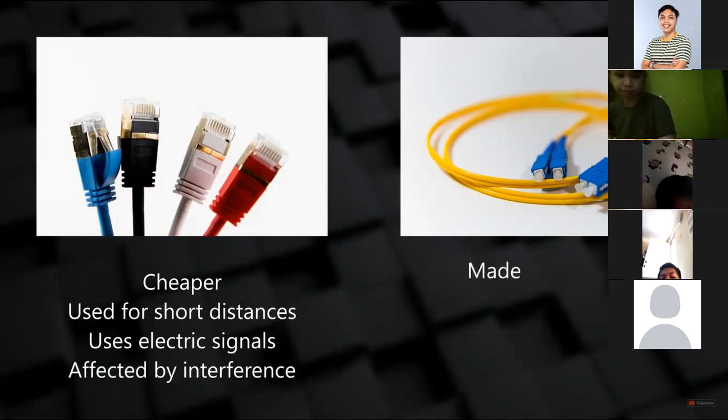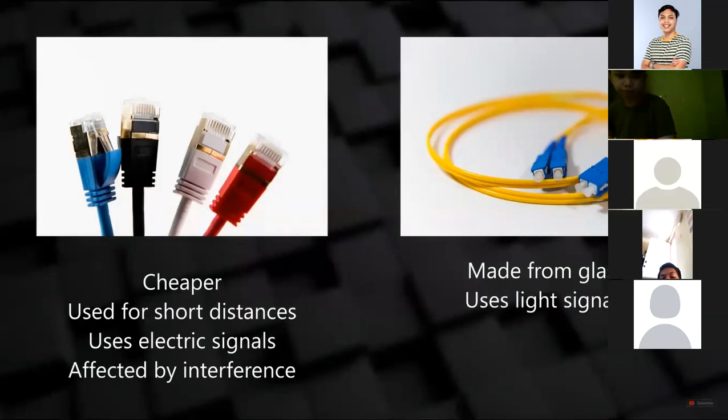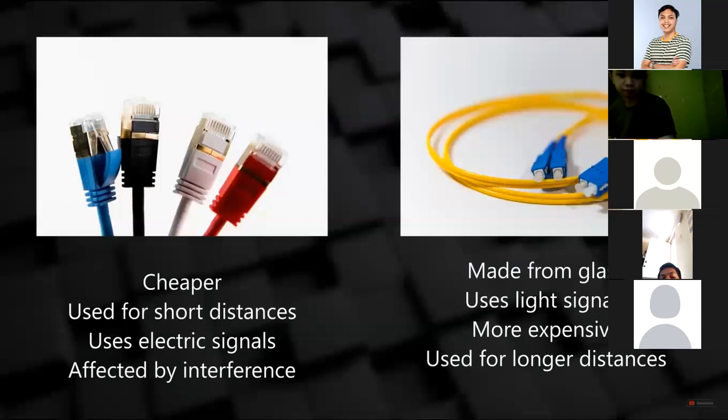Fibre cables are made of strands of glass. Data is sent through the fibre in the form of light. Fibre is more expensive, but is really good over longer distances. Also, it is not affected by outside interference.